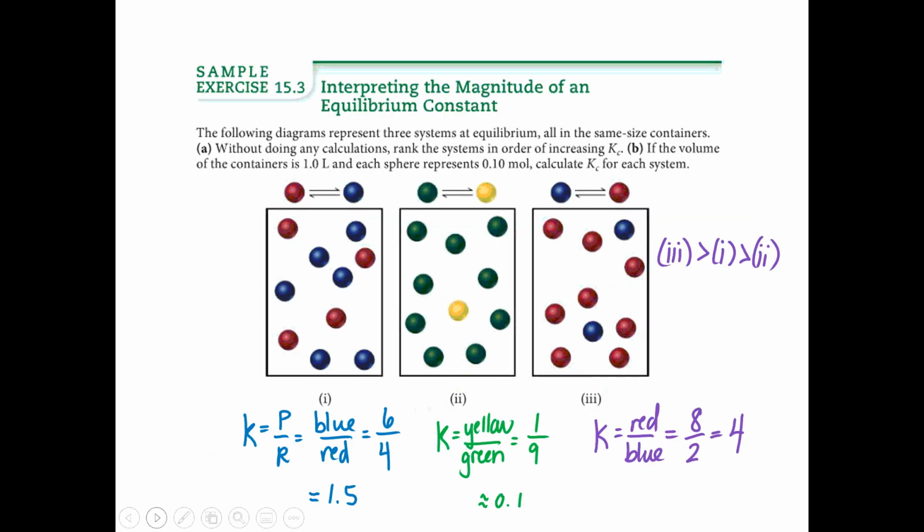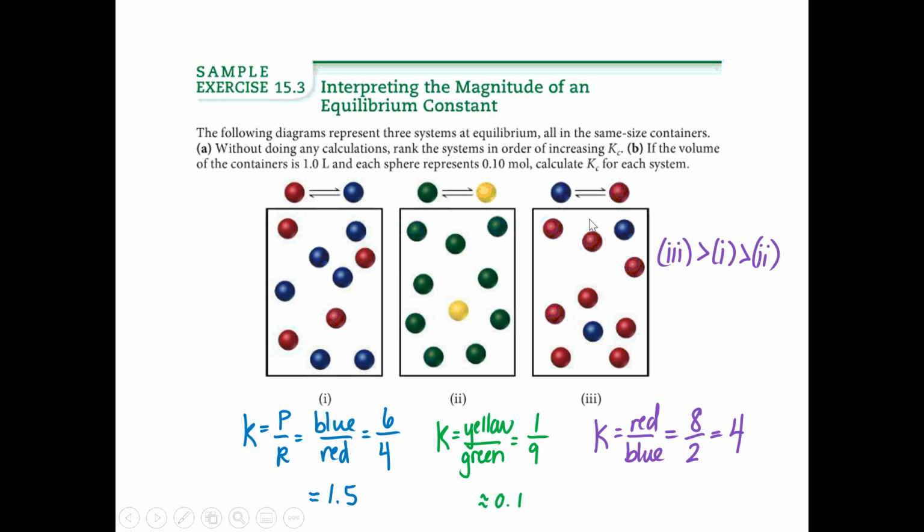Here I'll go to this next slide where I've calculated this out. So in this case, our K ratio is going to be the products over reactants. In this case, it's blue over red, and we've got more blue than red. So the K value is 1.5. Over here in this second reaction, we only make 1 molecule of yellow and we still have 9 green left over. So our K, the ratio of products to reactants at equilibrium, is 1 over 9. So the K value here is 0.1.